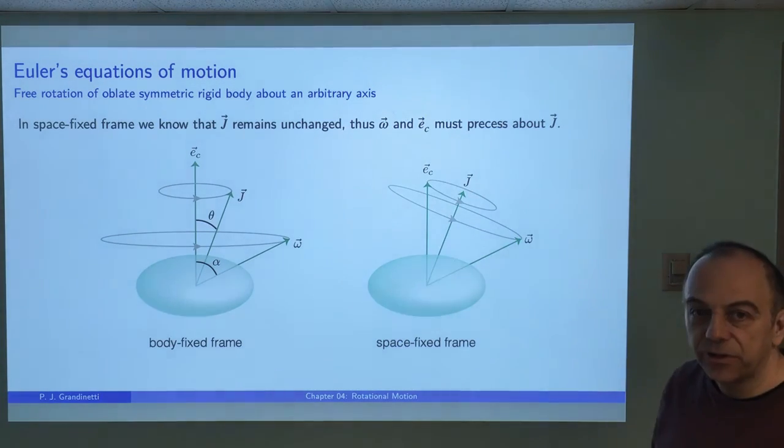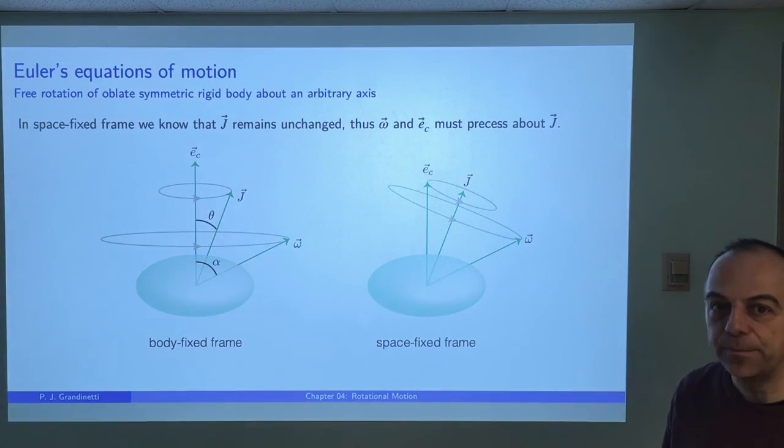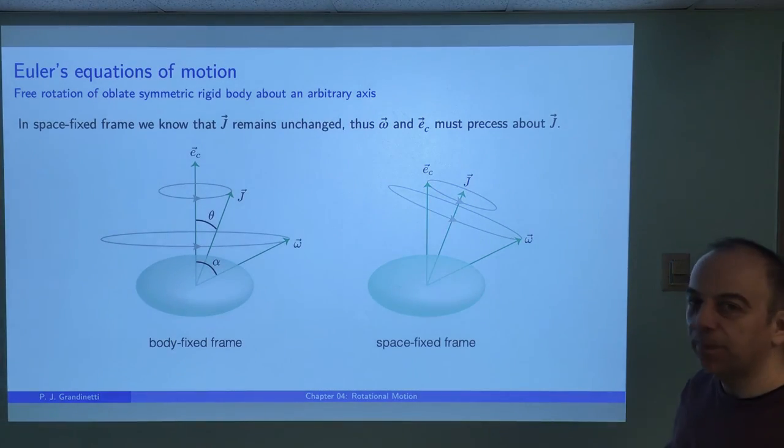All right, so that's it for chapter 4. And we've learned a lot about angular momentum and also rigid body motion.